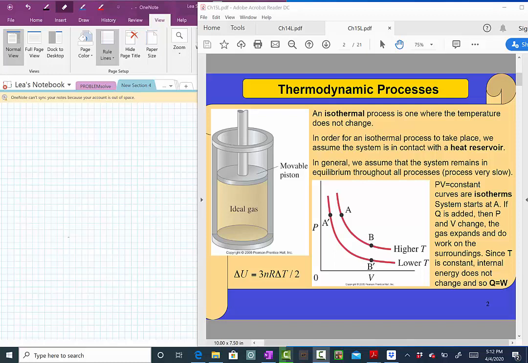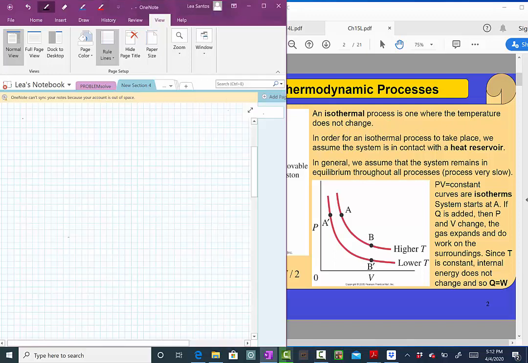The first kind of thermodynamic process we'll discuss is what we call an isothermal process. Iso means the same, equal; thermal, temperature. So an isothermal process is a process where the temperature never changes. The temperature is constant. And I'm going to write this here. So in an isothermal process, the temperature is constant. It doesn't change.